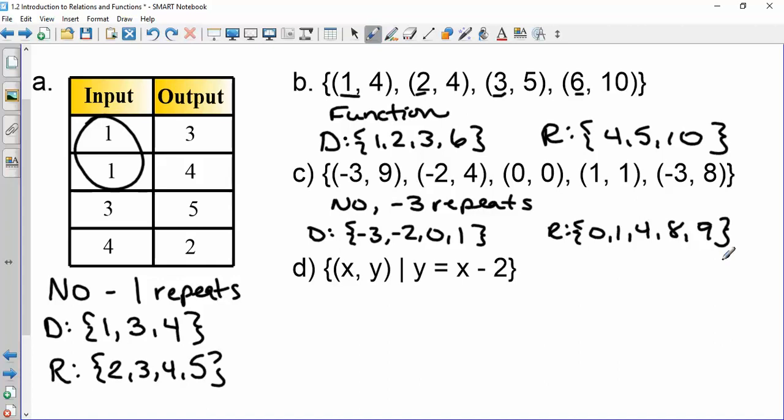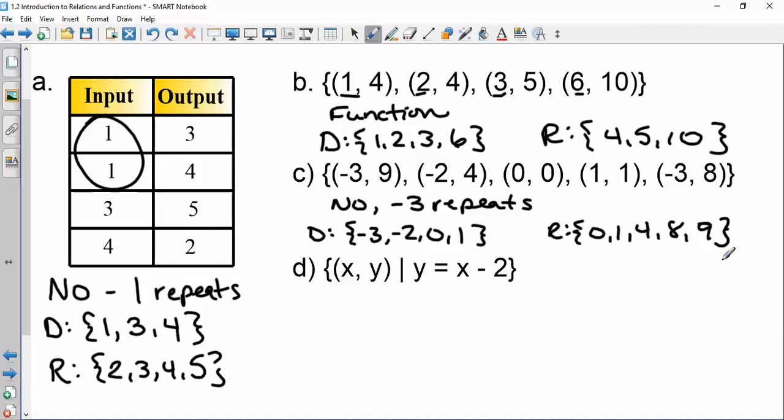So this says the set of ordered pairs x, y, such that y is equal to x minus 2. So it's basically every ordered pair where y is x minus 2. Could we list out every ordered pair here? I mean, we could start making a list. You put in 0, you get out -2. If you put in 1, you get out -1. Put in 2, you get out 0. Is this list ever going to stop? No. So we can't just write it all out.